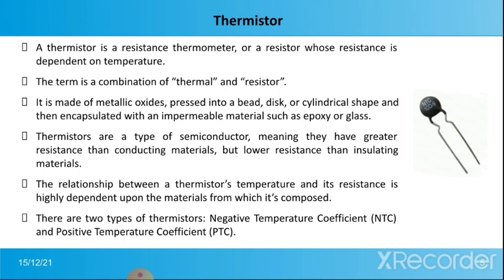Thermistors are a type of semiconductor, which means they have greater resistance than conducting materials but lower resistance than insulating materials. The relationship between a thermistor's temperature and its resistance is highly dependent upon the materials from which it is composed. There are two types of thermistors: negative temperature coefficient, that is NTC, and positive temperature coefficient, PTC.